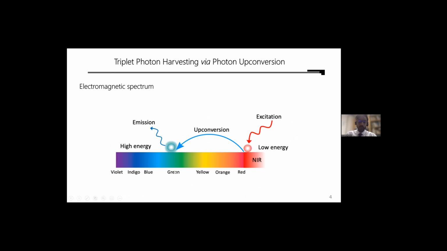And we are doing it using a photophysical process known as photon upconversion. Photon upconversion is a process where we excite the molecule at low energy and it shows the emission at high energy. That is why it is photon upconversion, because it is upconverting the low energy into the high energy.